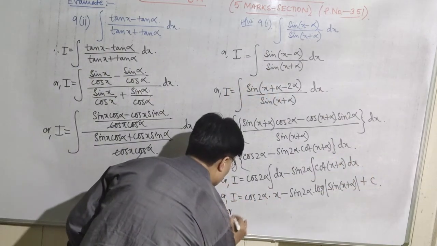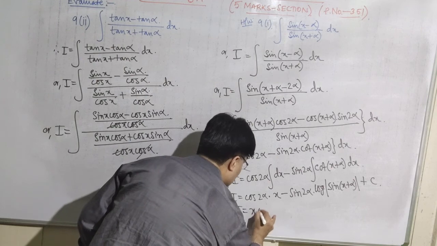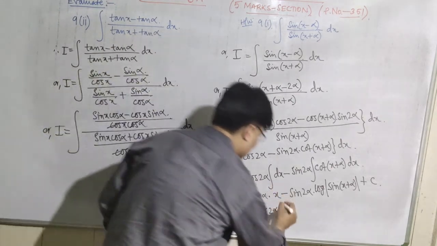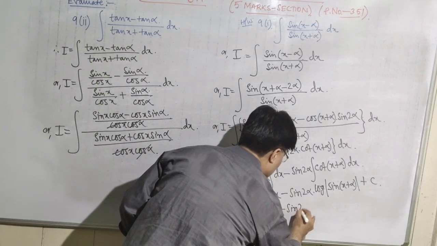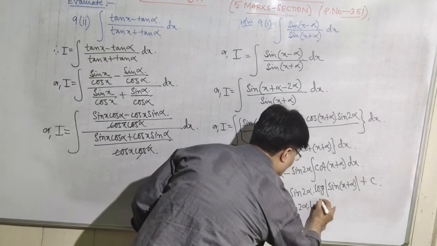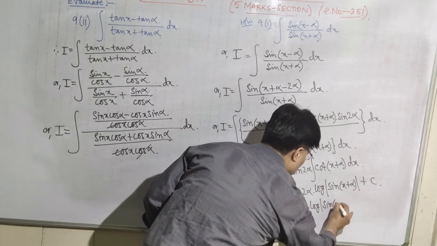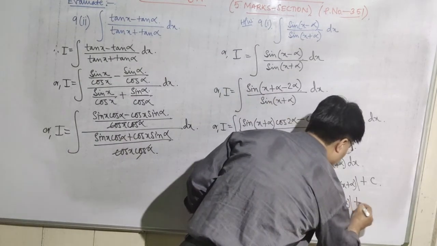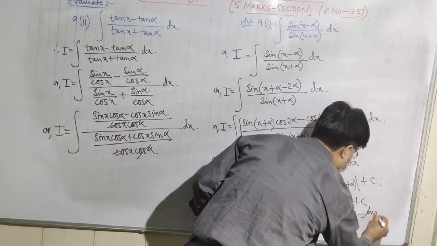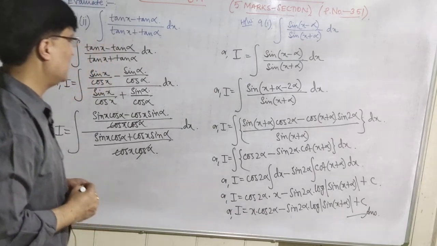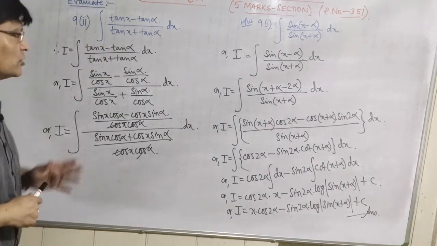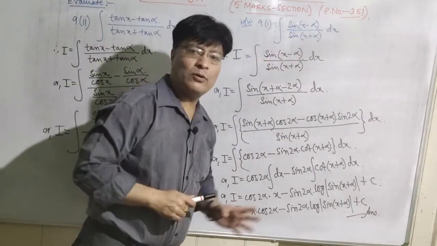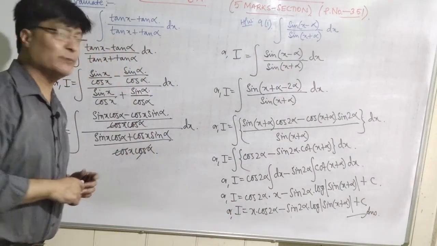So what is the final answer now? So here x into cos 2 alpha, x is taken in the front, then minus sine 2 alpha log of within mod, sine of x plus alpha. Then what do we write? Plus c. So this is the final answer. So this question is also very important. So you can copy it. So this 9 number 1 will be your homework. Okay. So this much is for today.